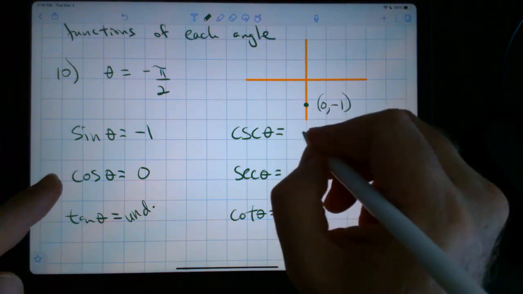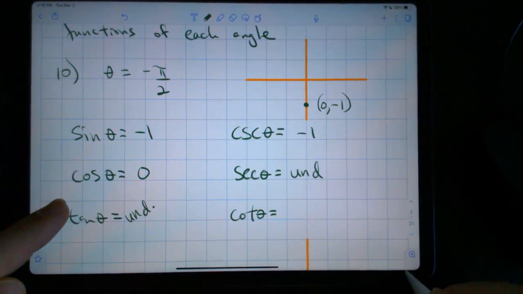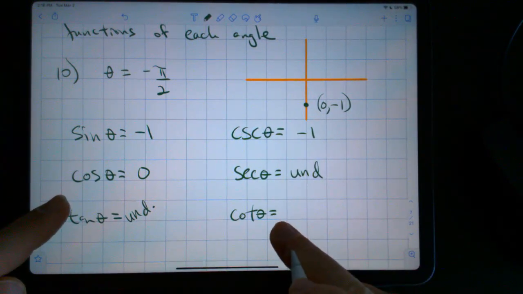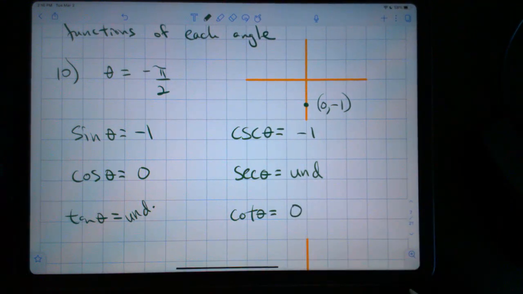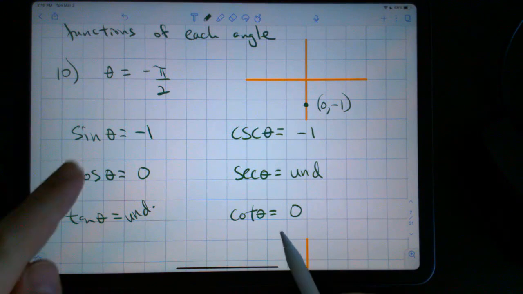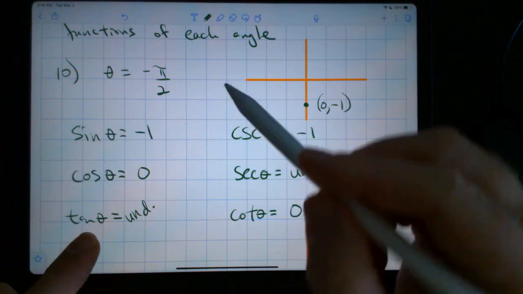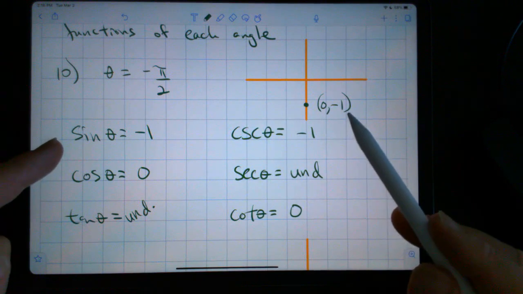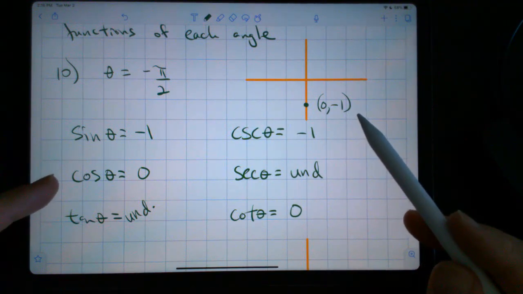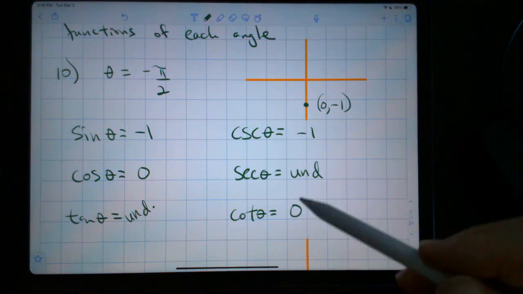Cosecant is the inverse of sine. Secant is the inverse of cosine. And cotangent is your cosine over sine. Okay, so cotangent of negative pi over 2, 0. Tangent of negative pi over 2 is undefined because your sine is your y, your cosine is your x, your tangent is your y over x, and these are their reciprocals.